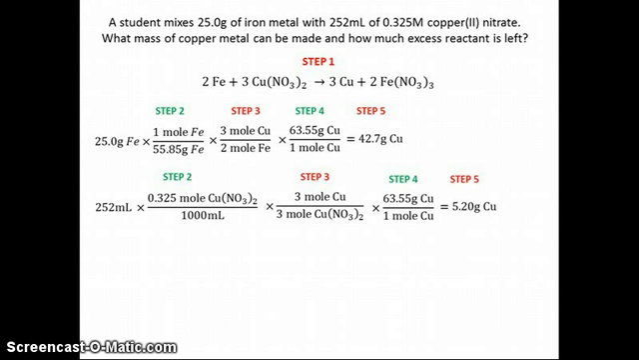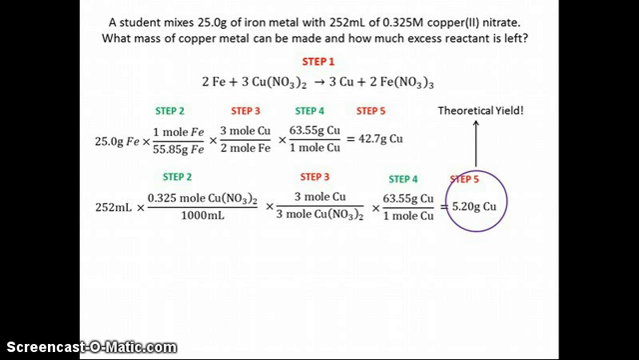Now, only one of these can be true, and if you think about it, it makes pretty good sense which one it is. If I only have enough copper 2 nitrate to make 5.2 grams of copper, then I would never have enough copper 2 nitrate to react with all the iron to produce 42.7 grams of copper. It's just not possible. And so when you get to this point, the smallest value is the theoretical yield, and it comes from the limiting reactant. So in this case, copper 2 nitrate is the limiting reactant because it's the one that produces the lesser amount of product. And that 5.2 grams, we'll call it the theoretical yield.